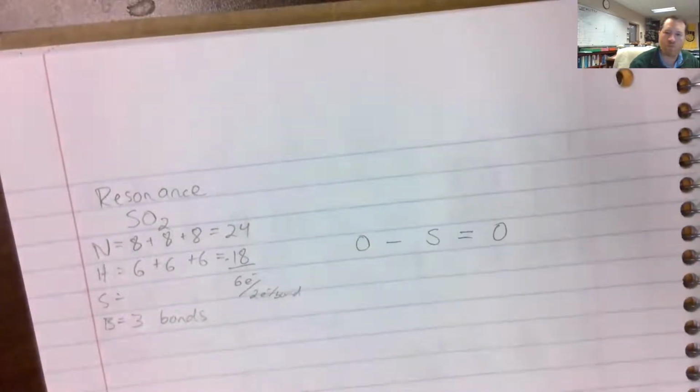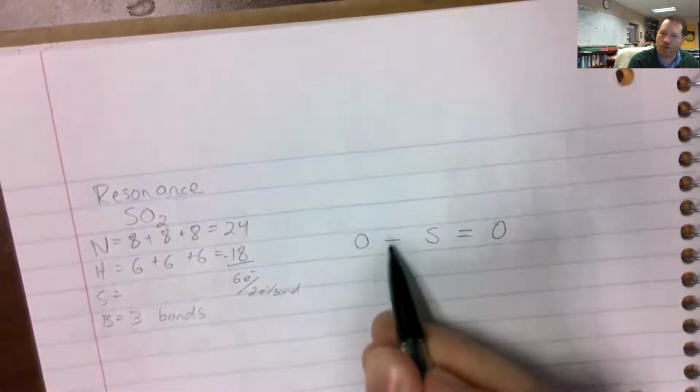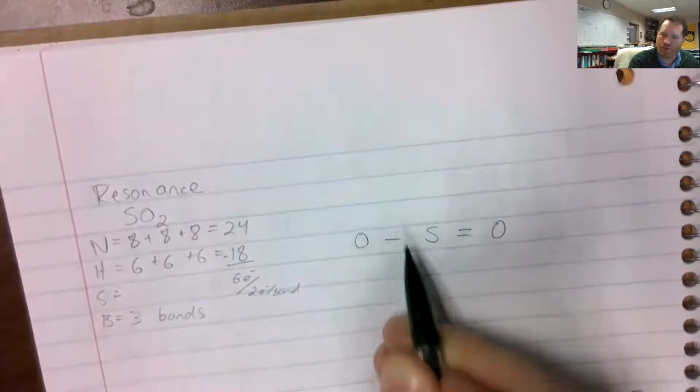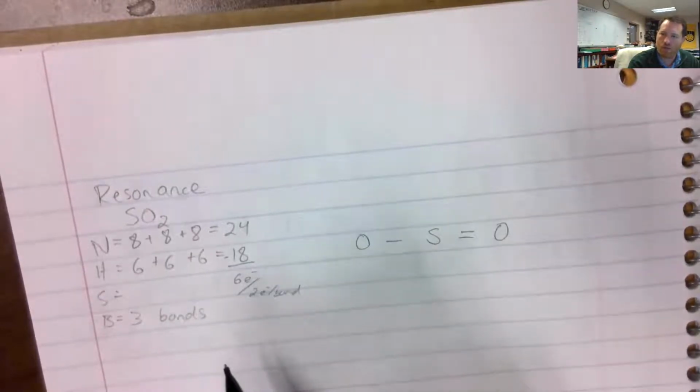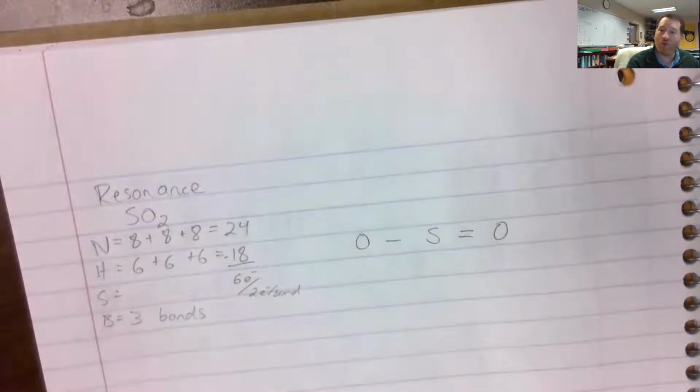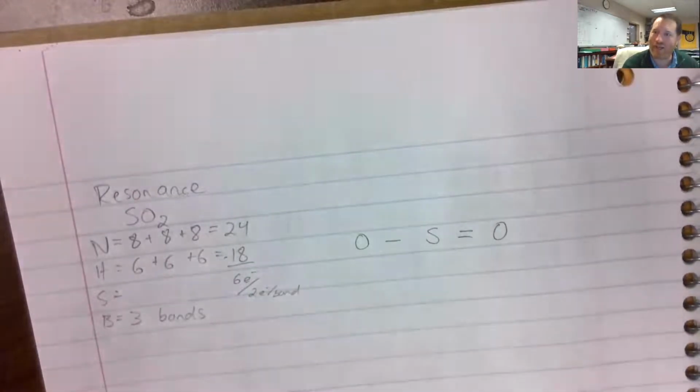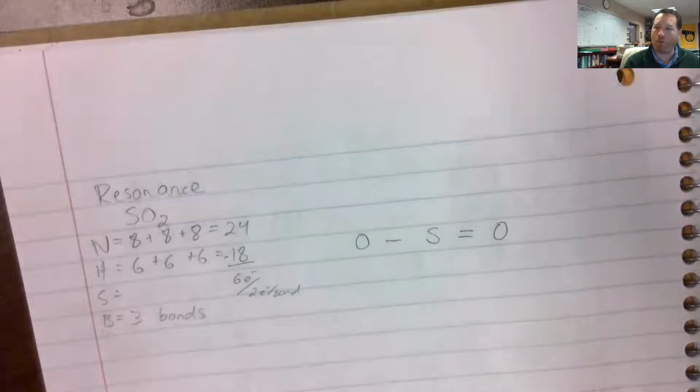Is there any reason why I didn't draw the double bond here and the single bond there? There's 3 bonds. Well, as it turns out, no. There is no reason. In fact, you have to draw them both.